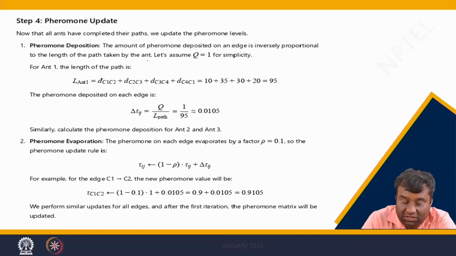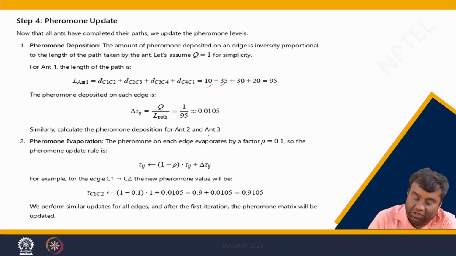For pheromone deposition, here assume Q equals 1. So delta tau ij is Q by L of the path. For ant 1, the distances are C1 to C2 10, C2 to C3 35, C3 to C4 30, and C4 to C1 20, total 95. So tau ij is 1 by 95, that is 0.0105. We need to calculate the same for ant 2 and ant 3.